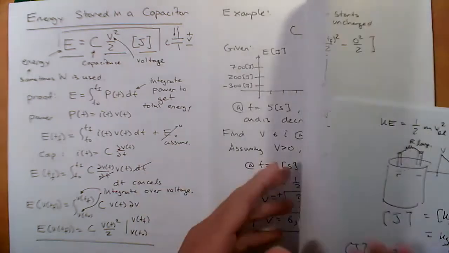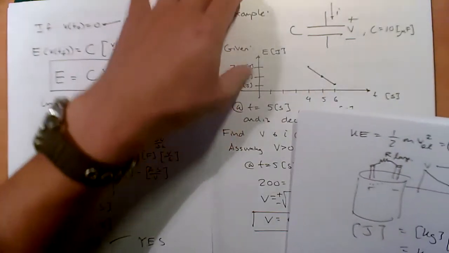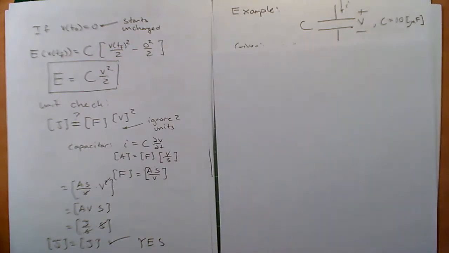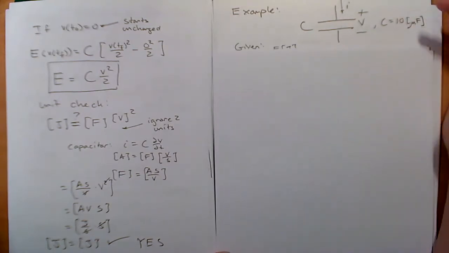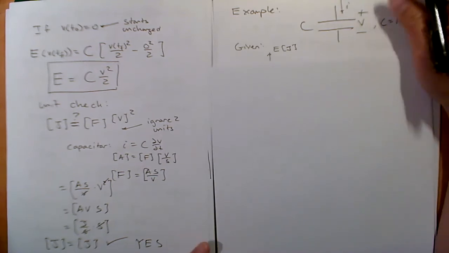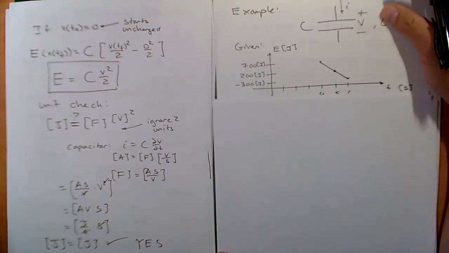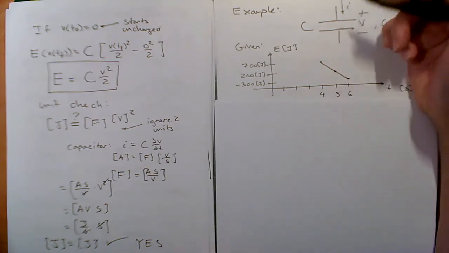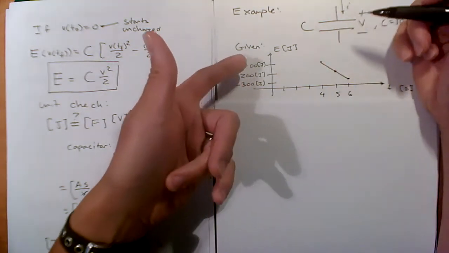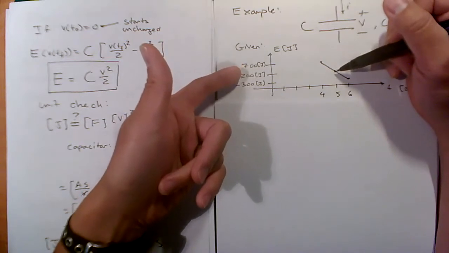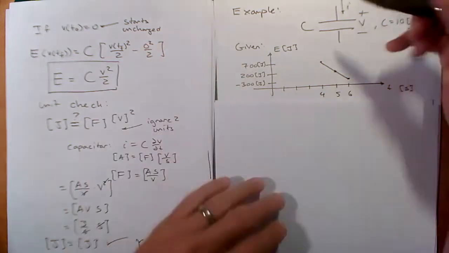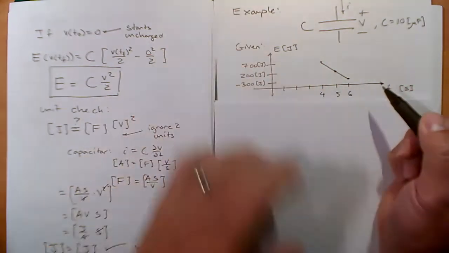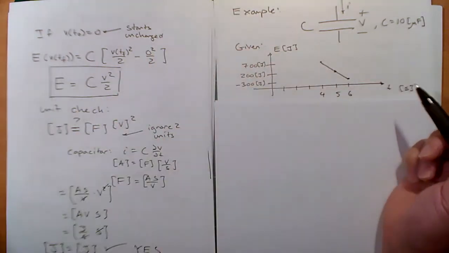Let's do an example. So what do we have here? Let's say we have a capacitor, and of course, because we're talking about capacitors, they give us a capacitance of 10 microfarads, and they tell us that the plot of energy per time is shown like so. It started out at 700 joules, dropped down to 200, and then actually dropped down to negative 300. So the zero line is like over here, right? Maybe I should have drawn it with the zero line there. But anyways, look at this.